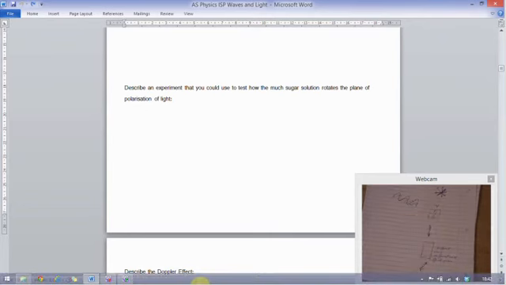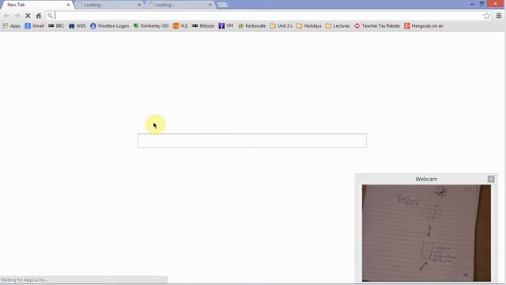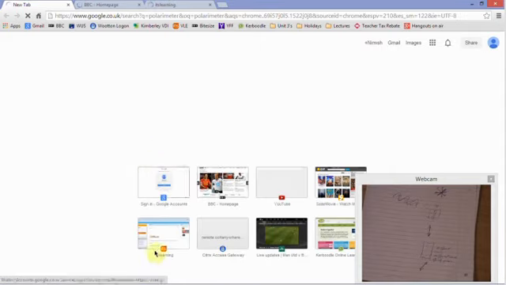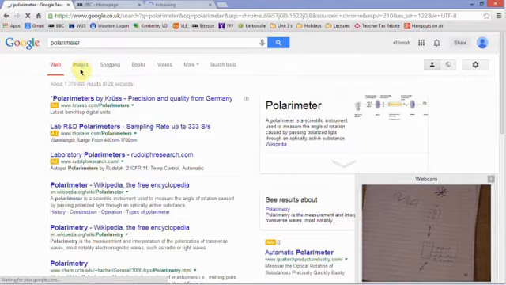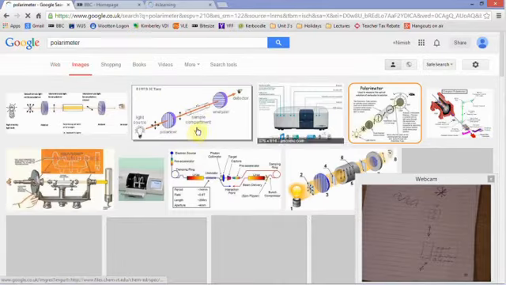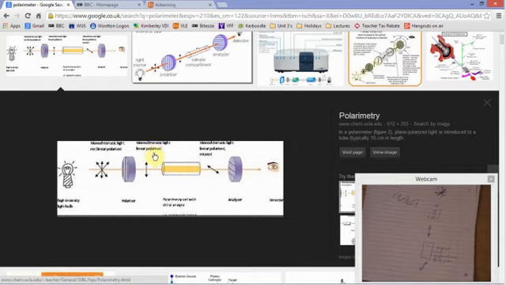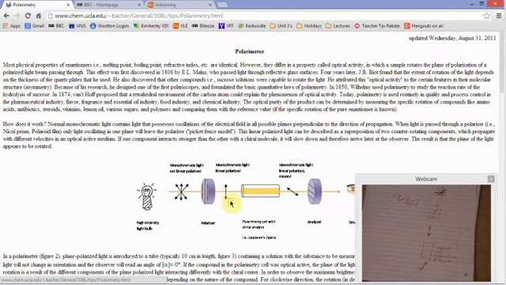I'm sure if we have a quick look on Google, we can find a decent picture of a polarimeter. Polarimeter, right. Images. Oh, there we go. I can see one there actually. Oh, here you go. This is very, very good. This shows it very clearly actually. Okay, so just one picture.